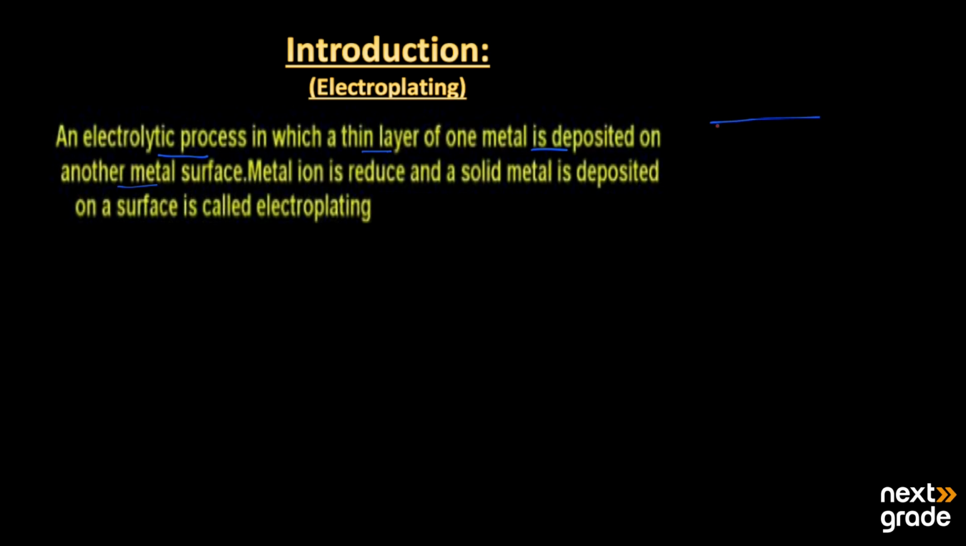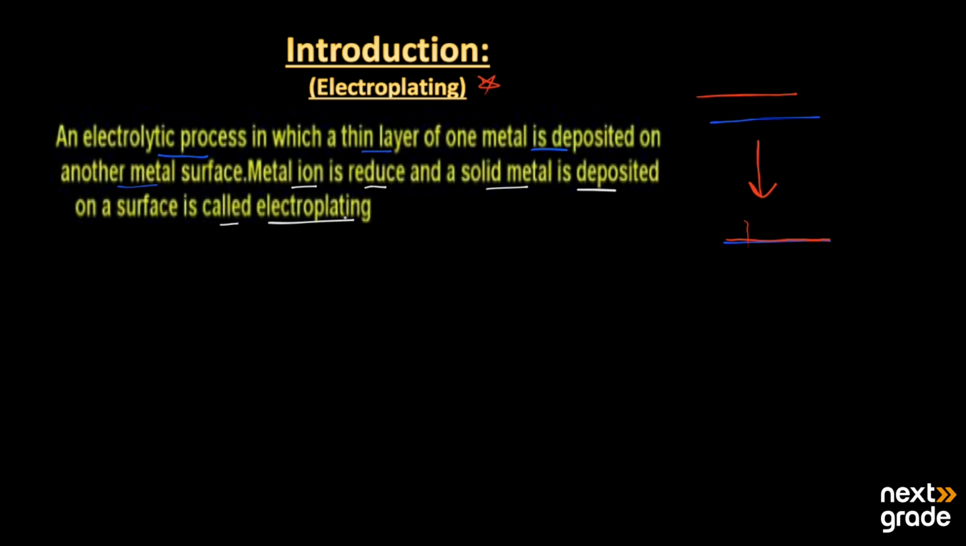For example, here this is one metal and this is another metal. After the electroplating process, what just happened? This is the metal blue and this is the metal. It gets stuck to the other metal, or it gets deposited on the surface of the other metal. This process is known as the electroplating process. What happens in this process? The metal ion is reduced and a solid metal is deposited on the surface. This is called the simple electroplating process.